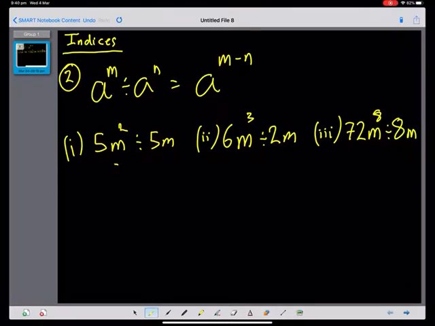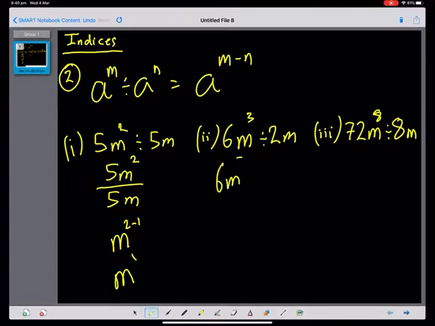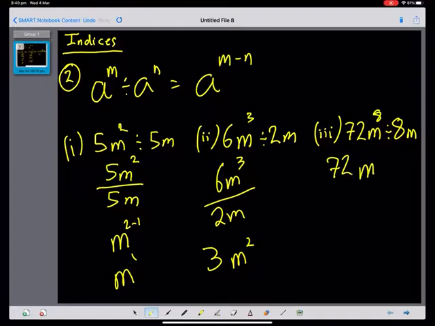Okay, so I like to rewrite this. 5 divided by 5 is 1, and we subtract the powers to get just m. And we can show that by doing this: 2 minus 1 is 1. Okay, so we've got 6m cubed over 2m. 6 divided by 2 is 3. Subtract the powers to get m squared. Okay, so we've got 72m to the 8 all over 8m. Well, 8 nines are 72, so that's going to give 9m. Subtract the powers to get 7.